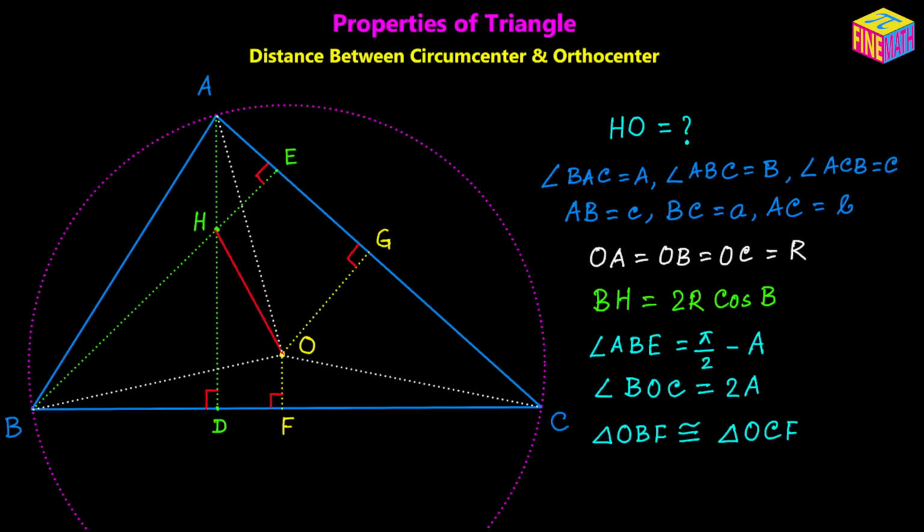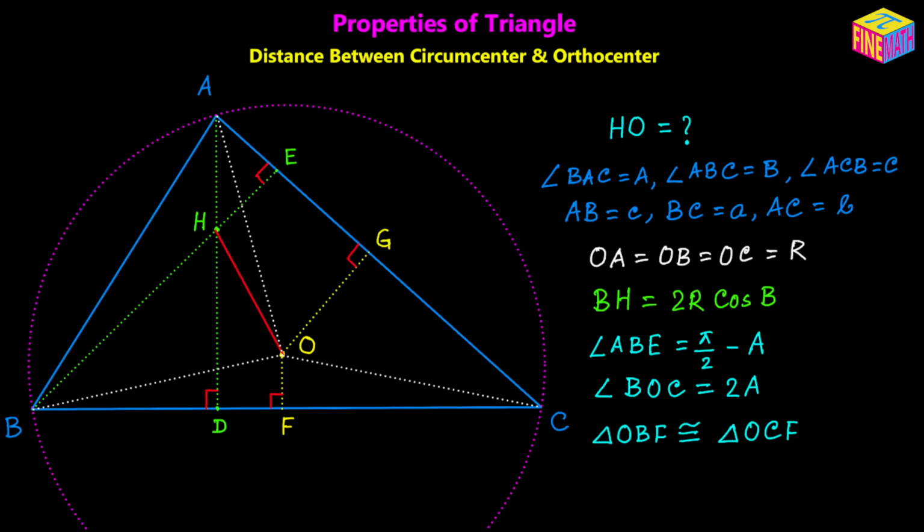Now let's think about the two little triangles there, triangle OBF and triangle OCF. If you think about those two triangles, they both are right triangles because OF is a perpendicular bisector on BC. So both of those triangles are right triangles individually, and OF is a common side, and OB is equal to OC, which is equal to the circumradius R. So obviously the two triangles are congruent triangles, and I have noted that over here.